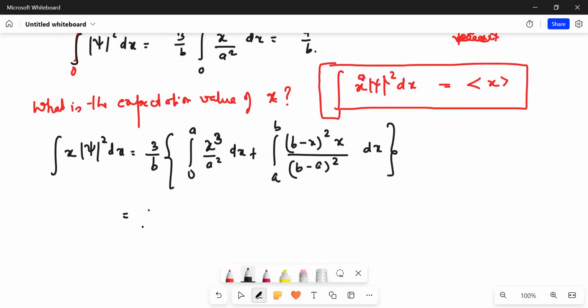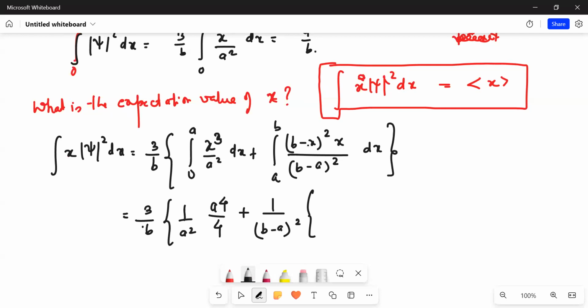And from here, if you want to find, you can find 3 upon b. And this integration would give you what? This integration would give you 1 upon a square here, a to the power 4 by 4 is here, plus 1 upon b minus a whole square is here. And from here, you have to expand it. I think b square and b square x, so you'll get b square x square by 2. Then plus x square into x cube, so you'll get x to the power 4 upon 4, minus 2b x square, so you'll get minus 2b x cubed by 3 from a to b.